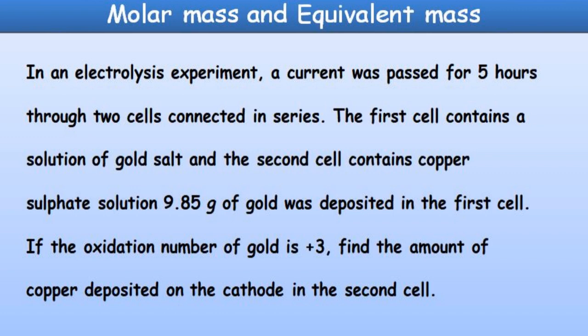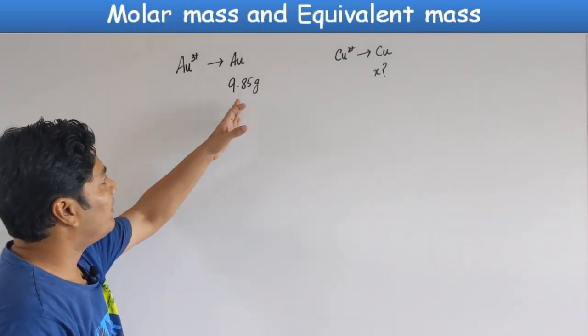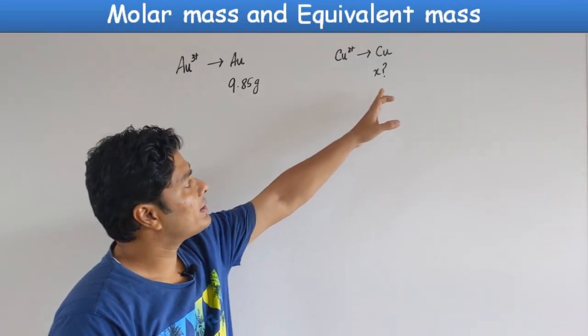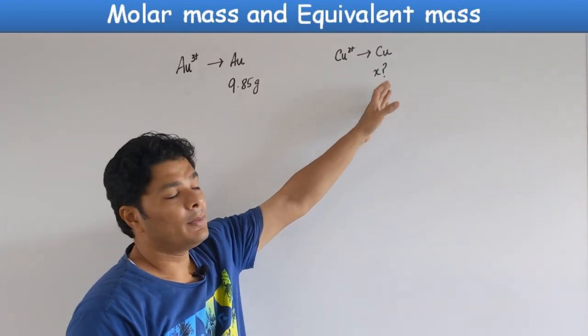In an electrolysis experiment, a current was passed for 5 hours through 2 cells connected in series. The first cell contains a solution of gold salt and the second cell contains copper sulfate. So many grams of gold is deposited. What is the amount of copper deposited? Now they are telling you it's in series, meaning the same amount of current is being passed. Essentially this is what is being given. In one cell I get my Au deposited, in my other cell I get my copper deposited. If so much of Au is getting deposited, how much of copper would be there?